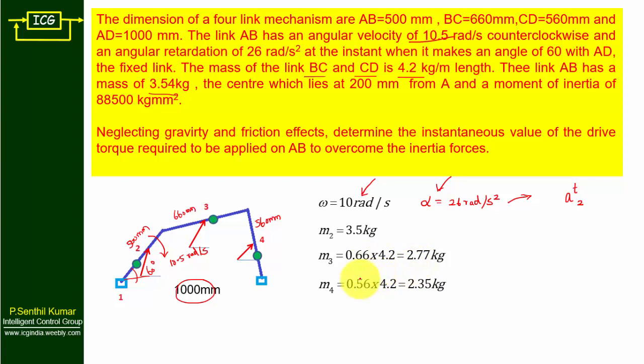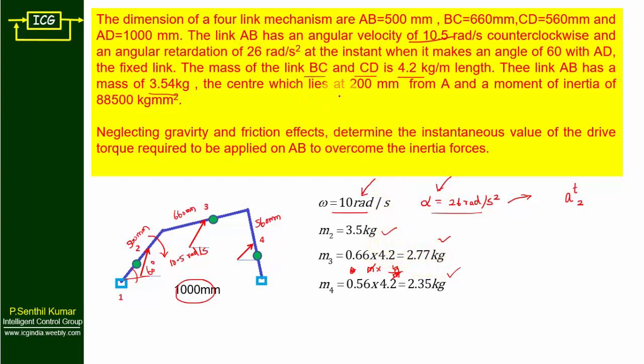Then M4 equal to 0.56 meter into 4.2 kg per meter. Meter will cancel, you will get 2.35 kg. So these are all the given parameters. Angular velocity known, angular acceleration known, mass of each link M2, M3, M4 known. There is no need to worry about M1 since it is a fixed link.